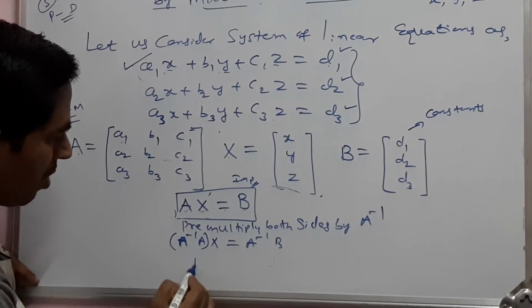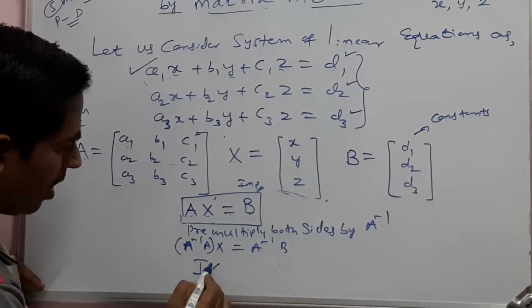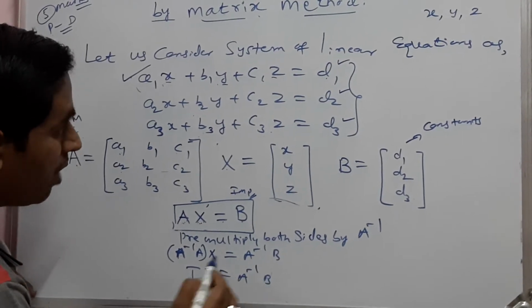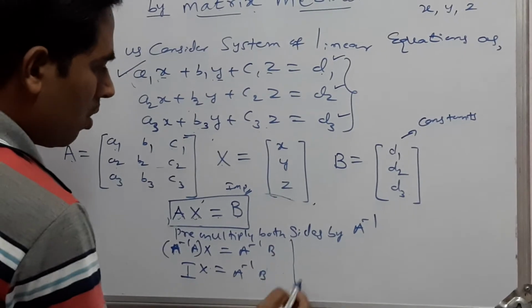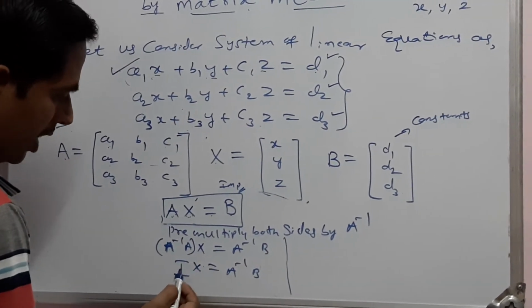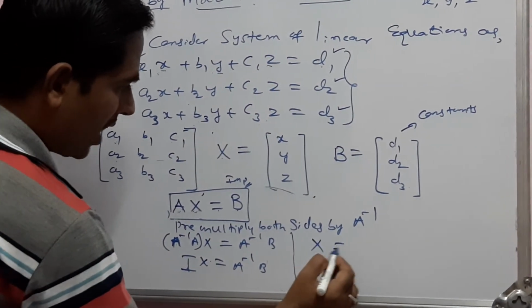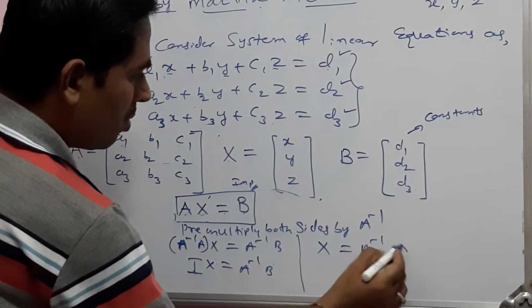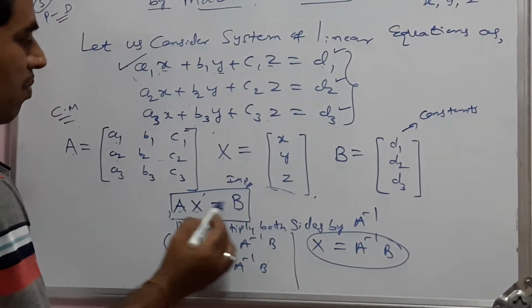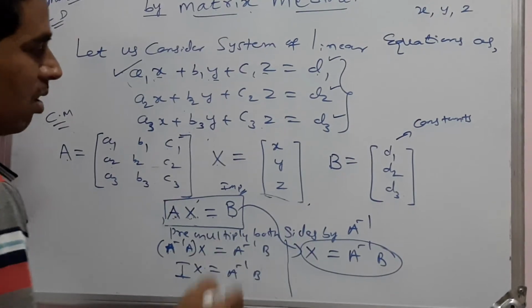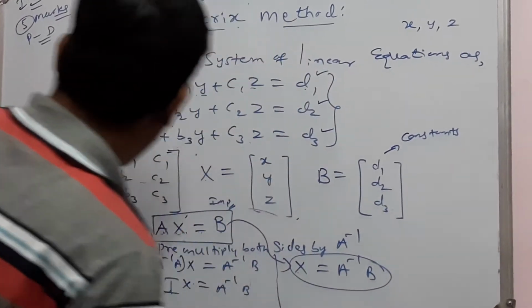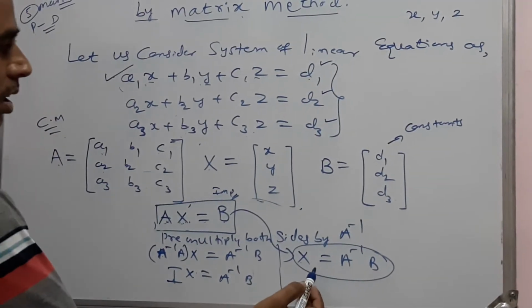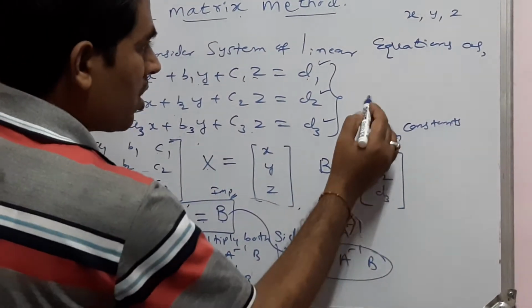So A inverse A means what? Any matrix into its inverse is I. So I X is equal to A inverse B. Now I into X, any matrix into the identity matrix, I get that matrix only. So X is equal to what? AX is equal to B means, solving for X, I get A inverse B. Observe carefully, X is equal to A inverse B.